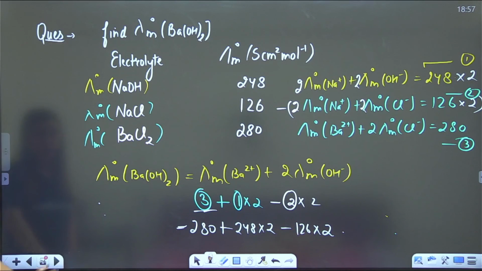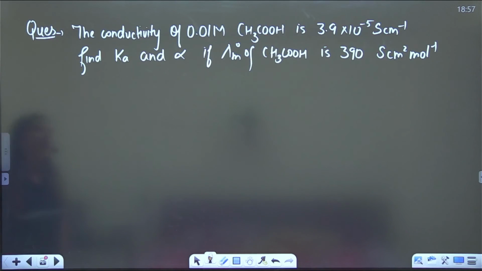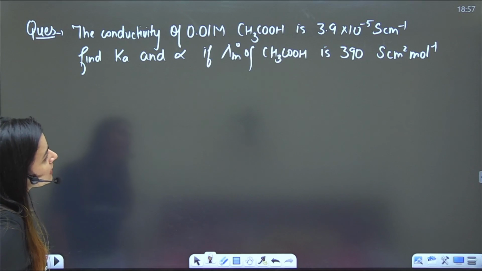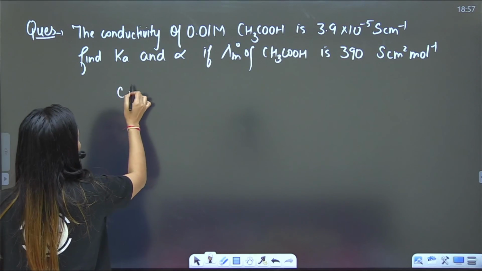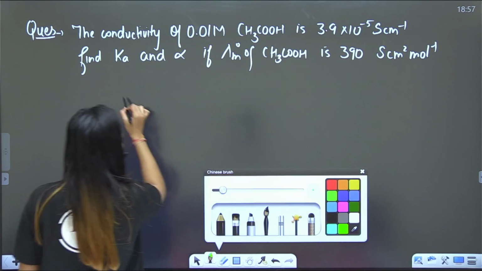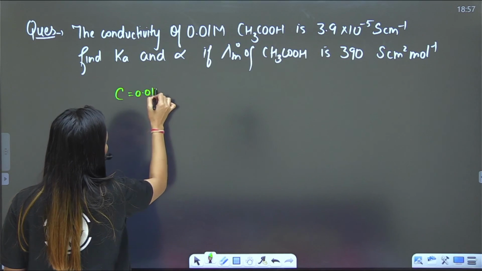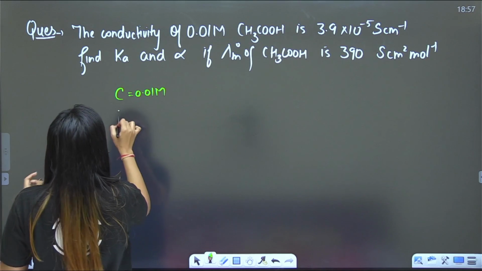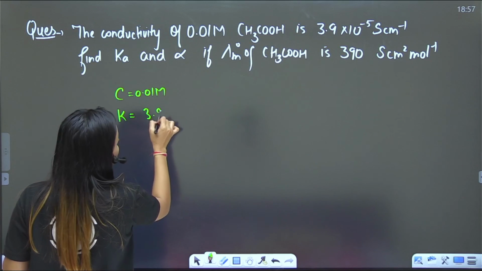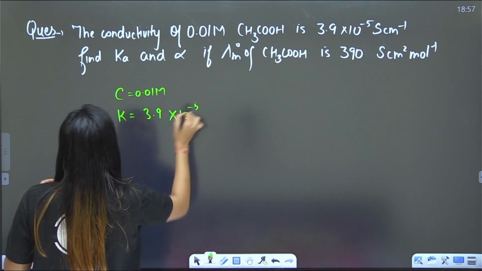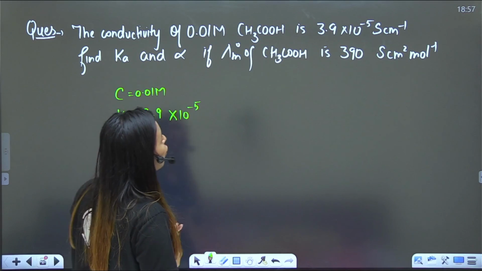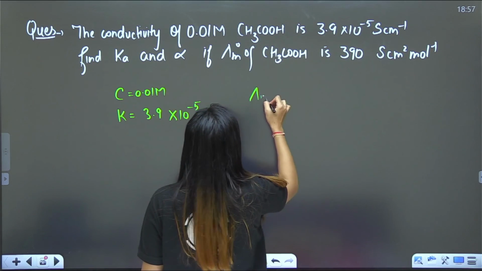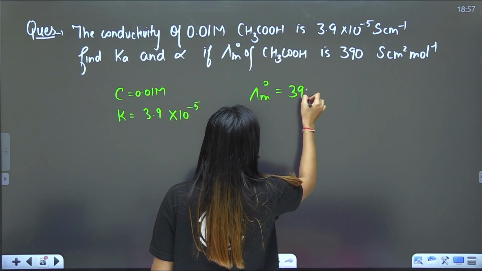Let's try another question. The question is on your screen. The conductivity of 0.01 molar CH3COOH is, okay, so you are given the concentration as 0.01 molar, and also you are given the conductivity in Siemens per centimeter. So you are given the K value as 3.9 into 10 raised to the power minus 5. Find the Ka and alpha if lambda m naught is given. Also you are given infinite dilution lambda m naught, which is 390.